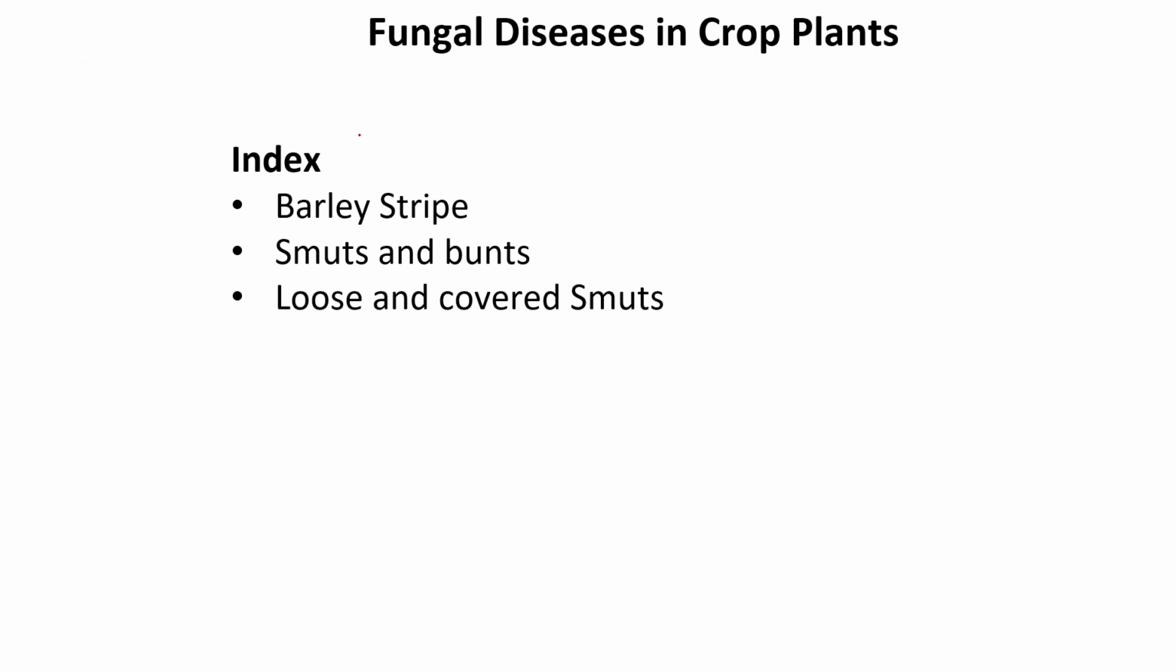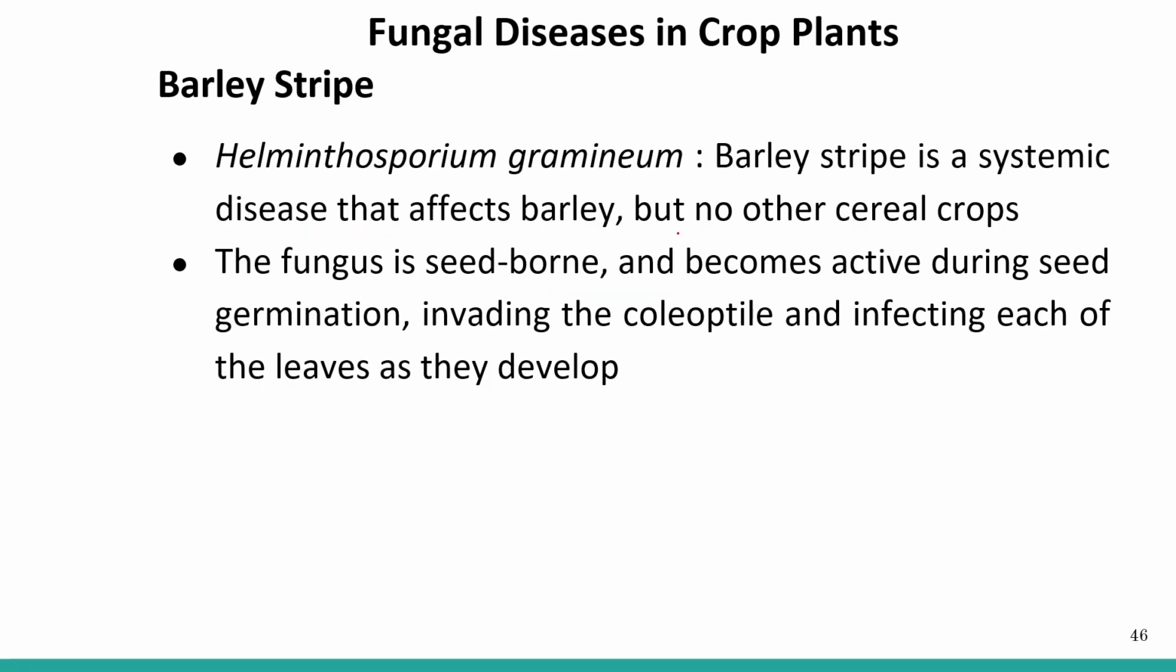So in this session, we are going to study about barley stripe. This is caused by a fungus. This occurs in barley plant. And smut and bunts disease, loose and covered smuts. So these three different types of fungal diseases in the crop plant we are going to study in this session.